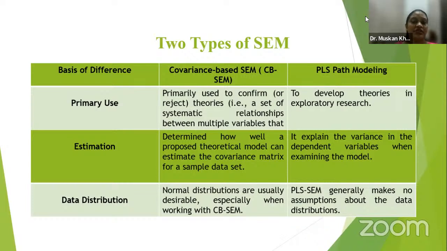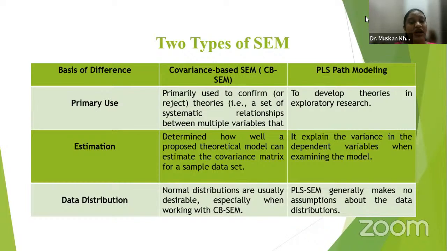When we talk about data distribution, some software has a rigidity that a certain sample size is mandatory in order to run that software. But in CB-SEM, we have to use normally distributed data. When the data is normally distributed and the outliers have been removed from the data set, we can use CB-SEM. Basically, when we use SPSS, we try to remove the outliers to make our data normally distributed. So when you have normally distributed data, you can use CB-SEM.